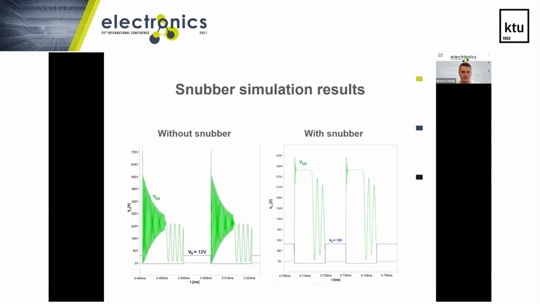On the left, you can see the effect of leakage inductance on the voltage profile on the MOSFET without the use of snubbers. On the right side, you can see the waveform with the protection circuits used, which significantly reduce the oscillation and overvoltage peaks on the switching element.